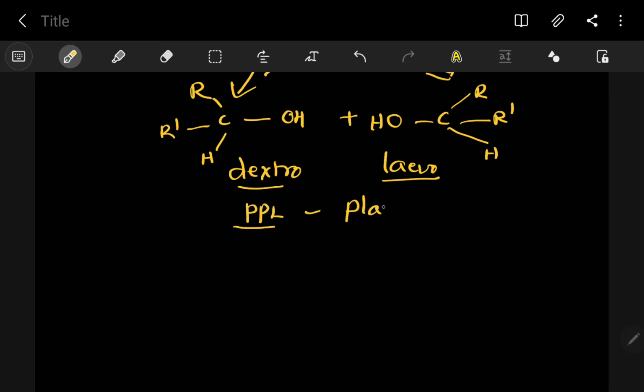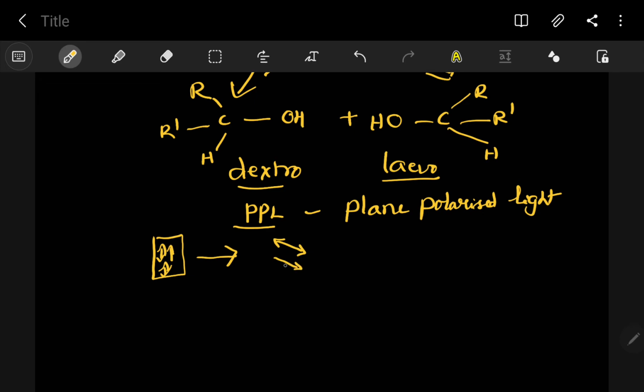Plane polarized light is rotated to the clockwise direction. This is called dextro. It means the domains in the light are arranged like this at first, and when this plane polarized light is passed through the dextro compound, it will rotate the domains in the clockwise direction. So it is a dextro compound.